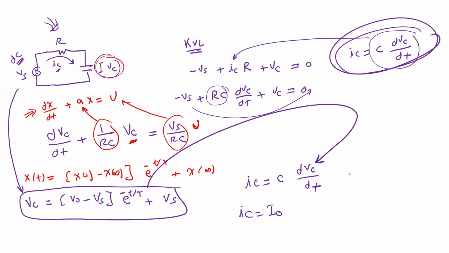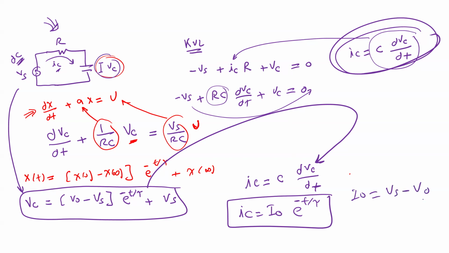If you do that, you will find IC equals I naught e to the minus t divided by tau. I'm going to tell you what I naught is. I naught should equal Vs minus V naught divided by R. This is the second equation. In quizzes and exams, I can give you these two equations. I'm totally fine with that.